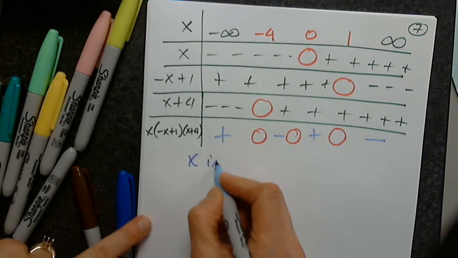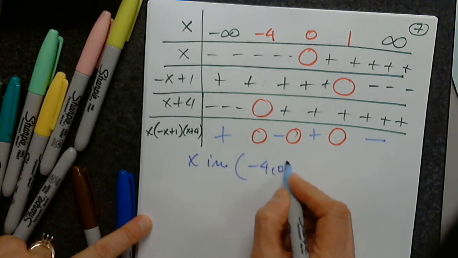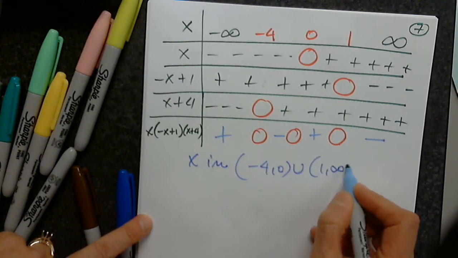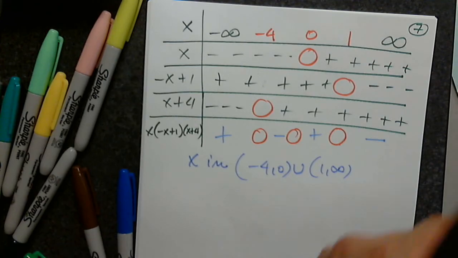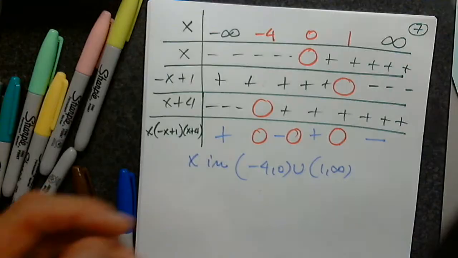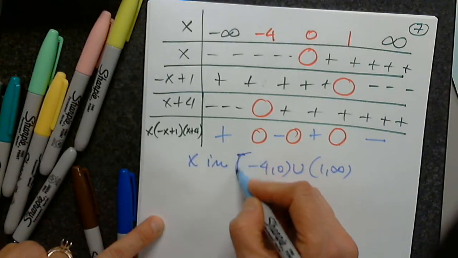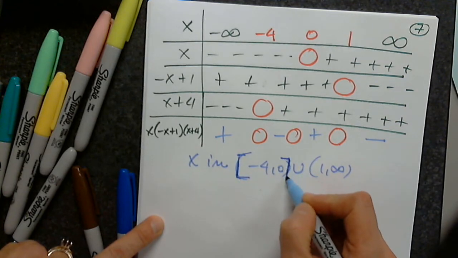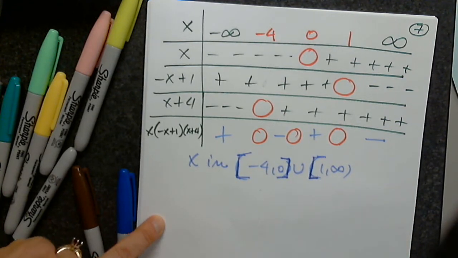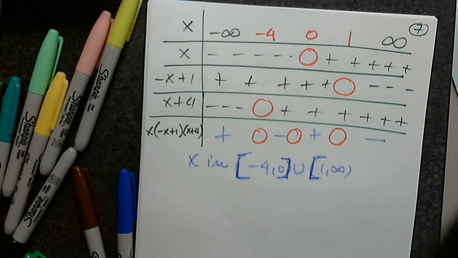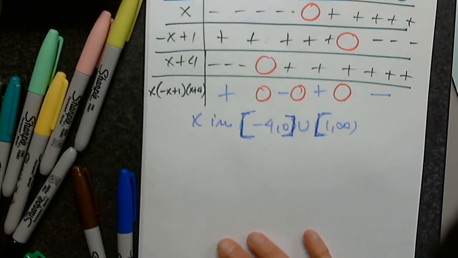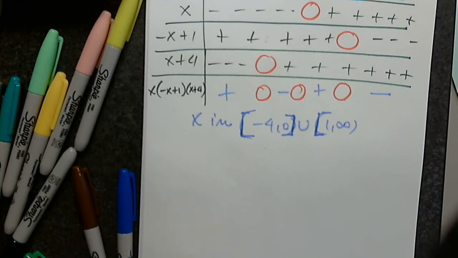So x in the interval, -4, 0, union 1 to infinity. I made an error. There is an equal symbol. So I have to put brackets everywhere, except infinity. This is how we handle a polynomial inequality.